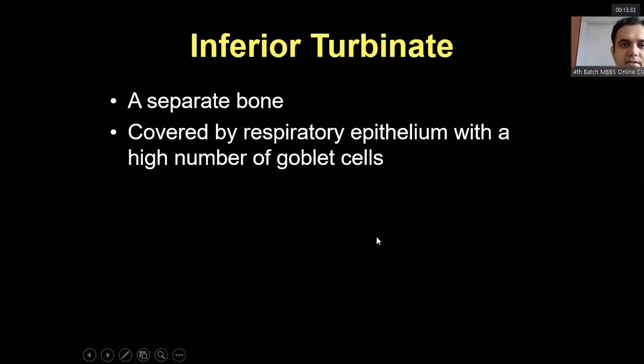The inferior turbinate is a separate bone, unlike the middle turbinate and superior turbinate, which are parts of the ethmoid bone. It is covered by respiratory epithelium with a high number of goblet cells.